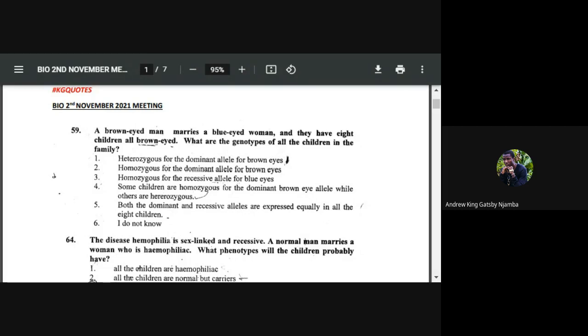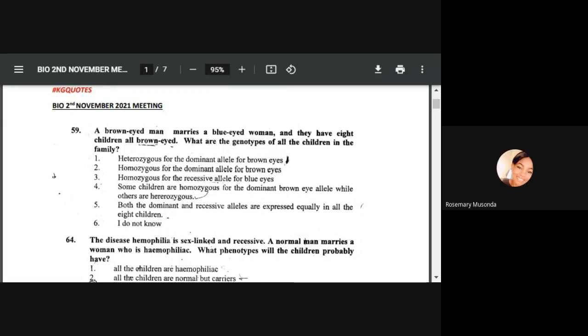Okay. Thank you for that, Doc. So you're practically saying the parent also has some, the children also have some blue-eyed in them, isn't it? Exactly.